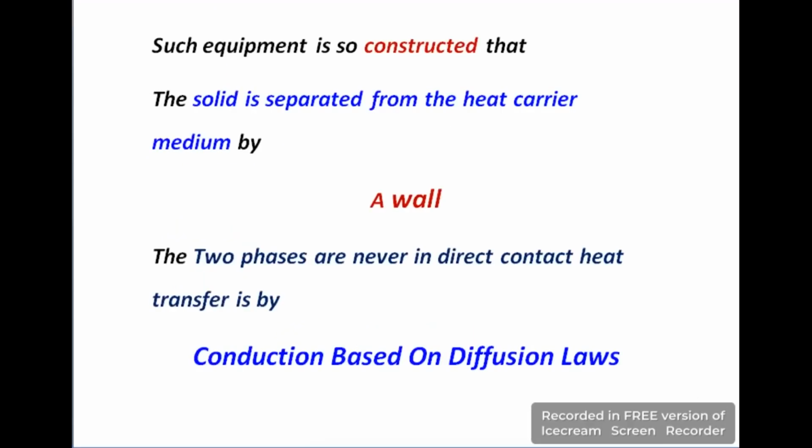If we talk about the construction of these heat exchangers, the solids and heat carrier mediums are separated by a wall. So these two phases are never in direct contact with each other. Heat transfer takes place with the help of conduction, which is based on the diffusion law.